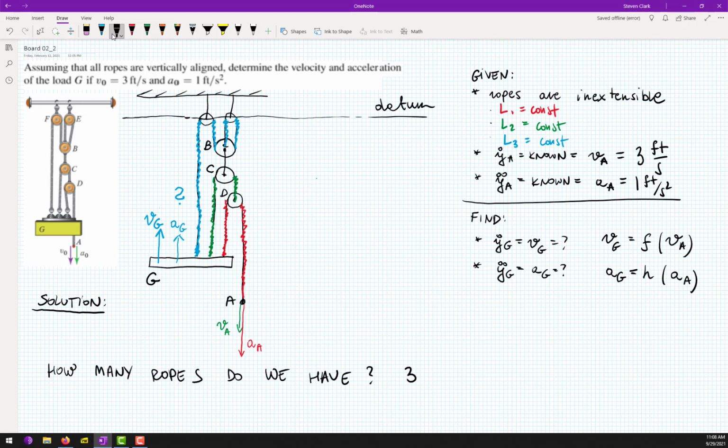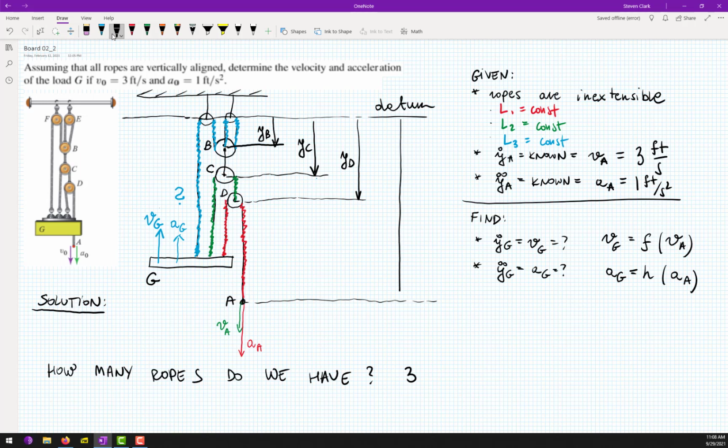And I would like to define the elevation of this point B as YB. Okay, this point analogically will have elevation YC. This guy has no other choice than having elevation YD. This is YA. And our block will have YG, okay?